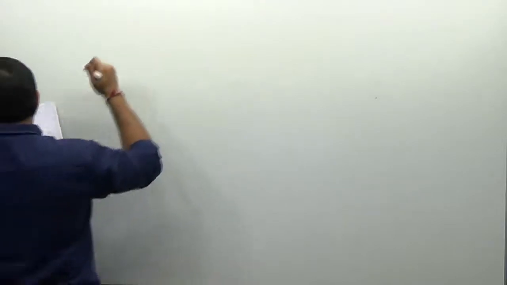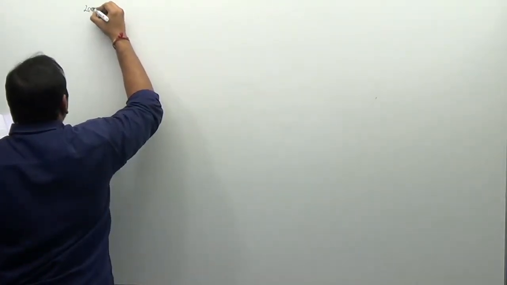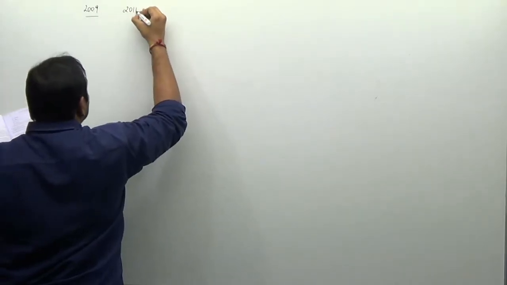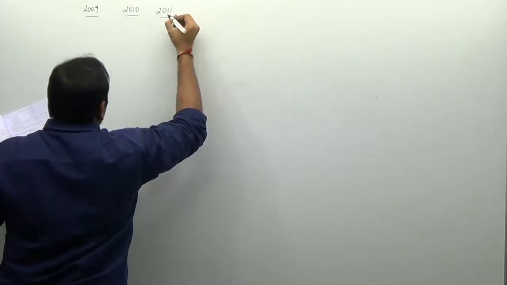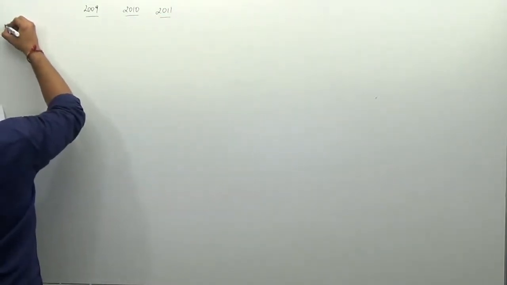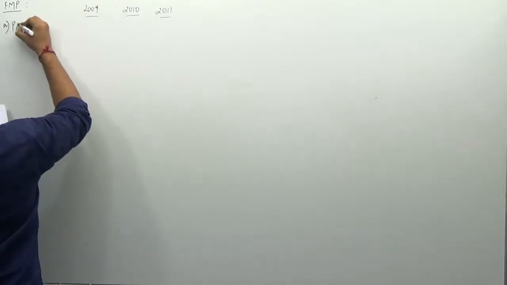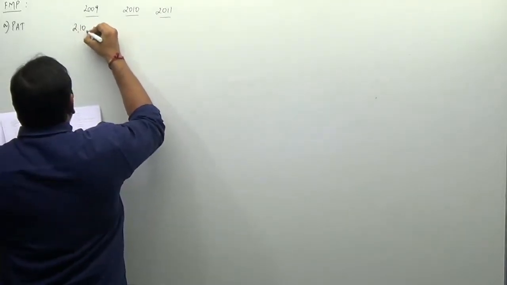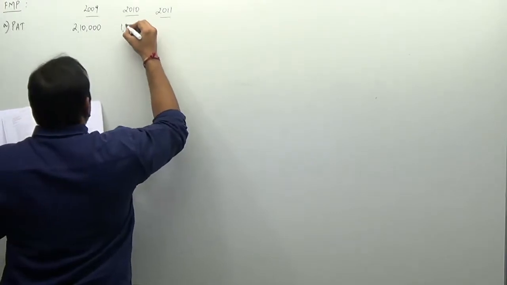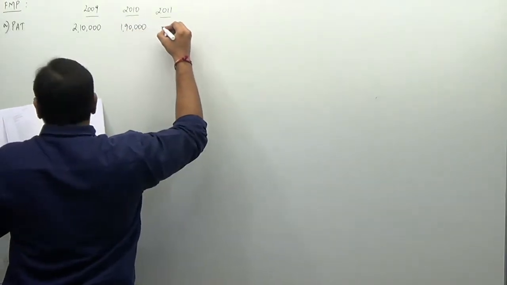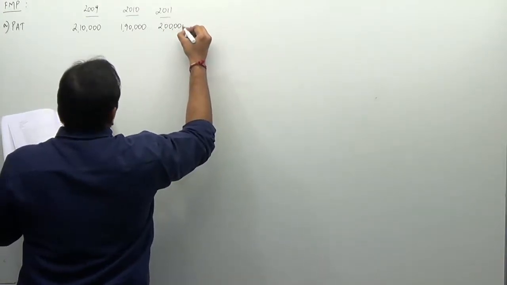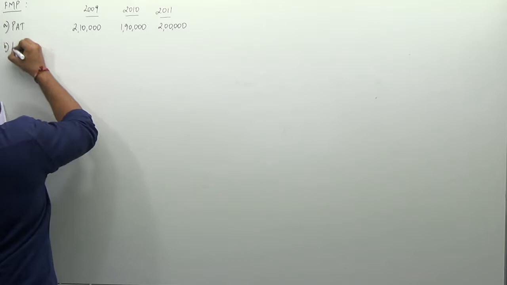So let's start. I have 3 years given to me, 2009, 2010 and 2011. I'm starting with computation of corrected profits. So let's start. First, put a heading FMP. We are calculating FMP actually. Start with profits after tax given to you. This is given to me as 2,10,000 in 2009, 1,90,000 in 2010, and 2,00,000 in 2011. Since there is a change in tax rate, normally what we do is we always give adjustments with profit before tax only. So make it PBT.